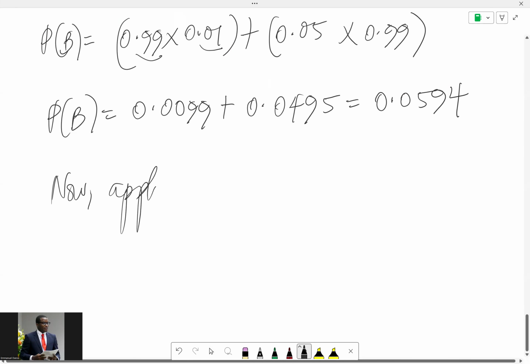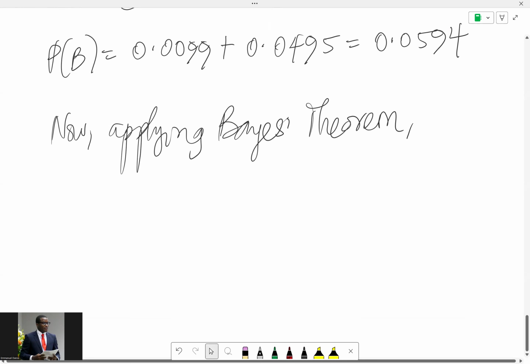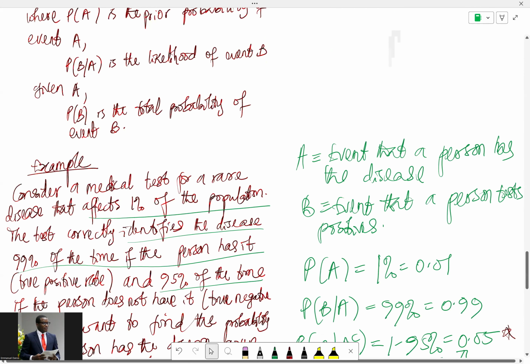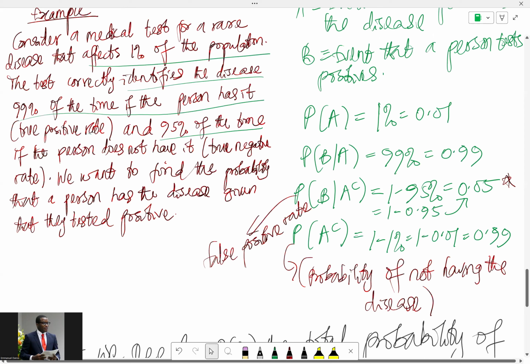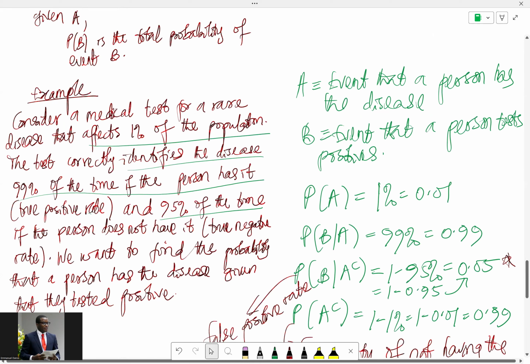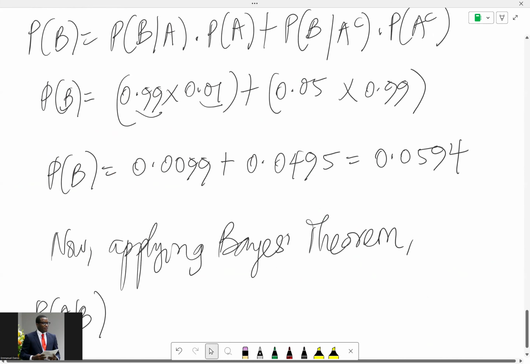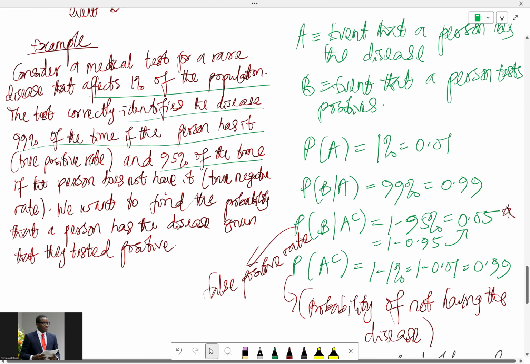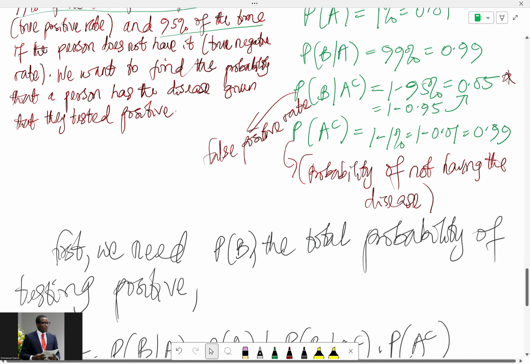Now applying Bayes theorem, we have probability A given B. Probability A given B means the probability that the person has the disease, given that the person tests positive, yes. So that's what we are looking for again.